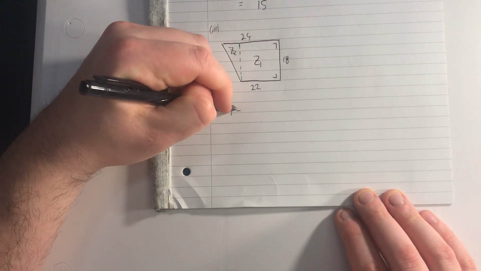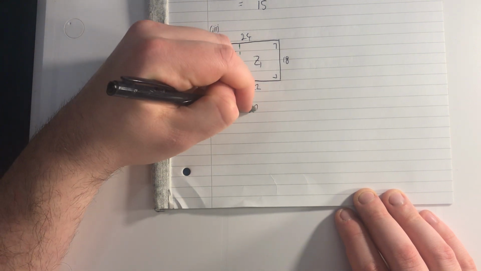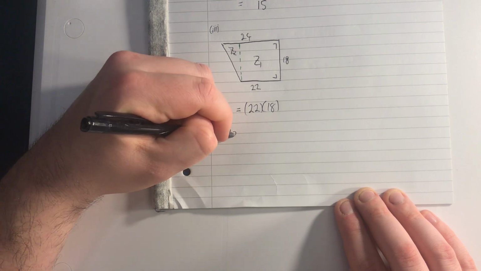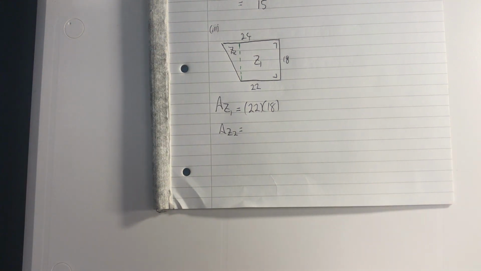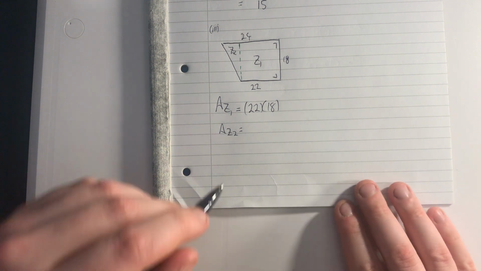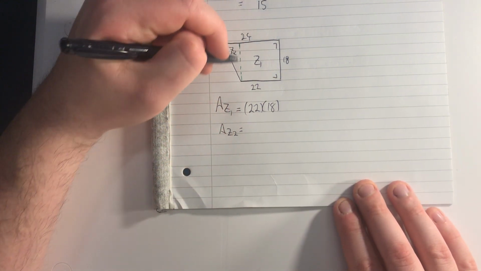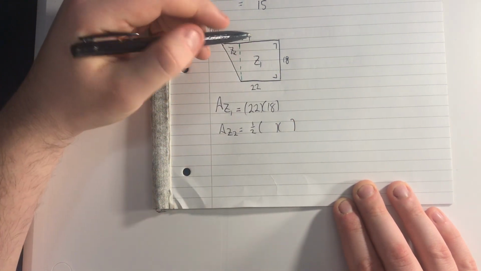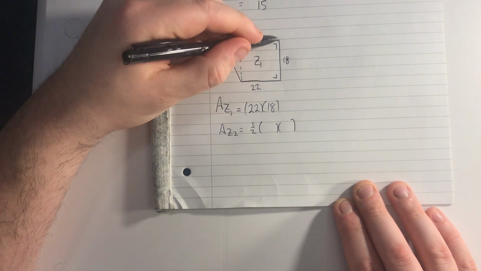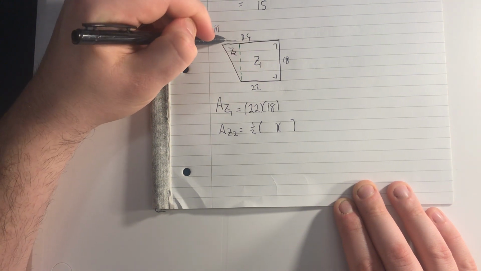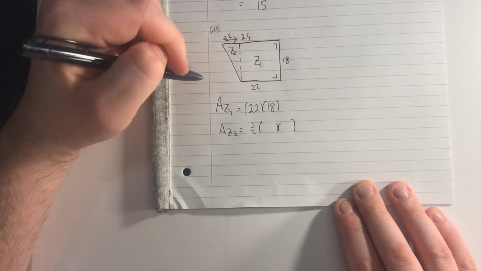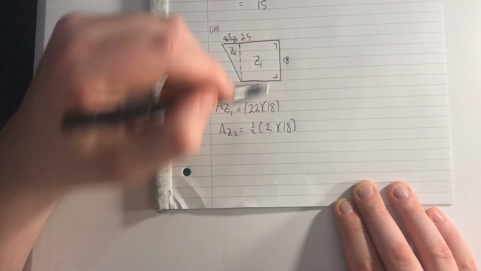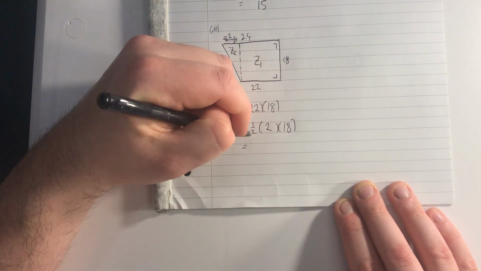So area zone 1 is equal to 22 by 18. And the area of zone 2 is equal to, well, it's going to be a triangle, so it's going to be a half the base by the perpendicular height again. And our base this time, well, if it's 22 from there to there, it must be only 2 from there to there. So it's a half of 2 times 18, because its perpendicular height is obviously 18 over here. So that gives me 18.